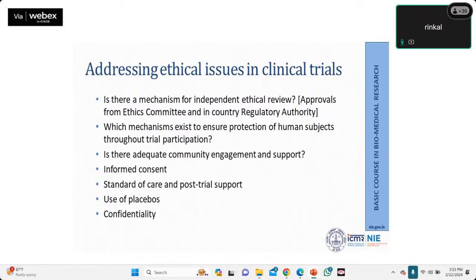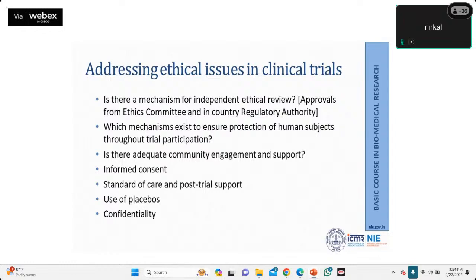Is there adequate community engagement and support? That is very much necessary, because from the planning stage to the execution stage, we have to show that community representation is there in the whole design or in the method, because there are issues which can be raised by the community or the general public or participants afterwards. So when the issues come to us, we have to justify that community representation was there in the ethical committee or in the review committee, and they raised the issues, and the issues have been appropriately addressed. So in order to justify that, we need to engage the community at the different stages of the protocol.